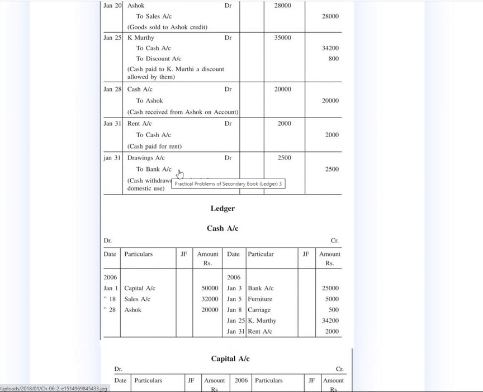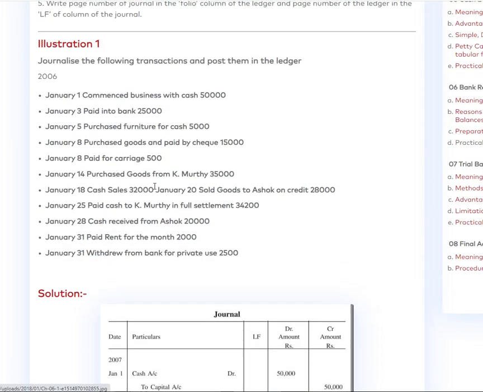Bank account, because we are drawing the money from the bank, the cash in the bank is reducing. That amount is reducing means asset is reducing. When an asset is decreasing, we have to credit that. That is, bank account is credited. The narration here is being cash withdrawn from the bank for domestic use, personal use or private use, whatever it is. So that is about the journal entries.